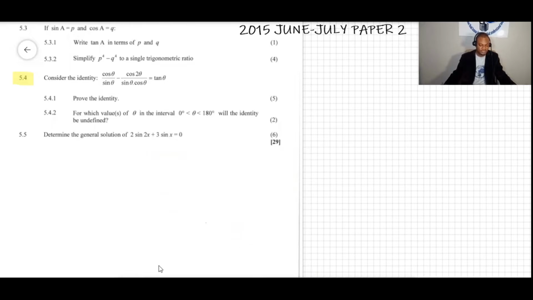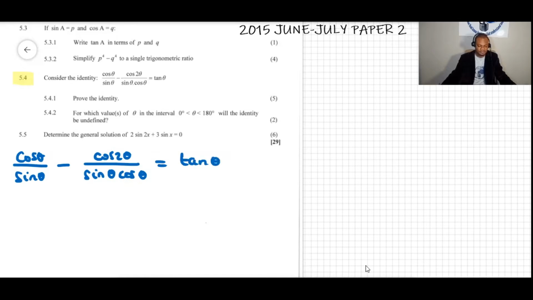Over here we have cos theta over sin theta, minus cos 2 theta over sin theta cos theta, equal to tan theta.